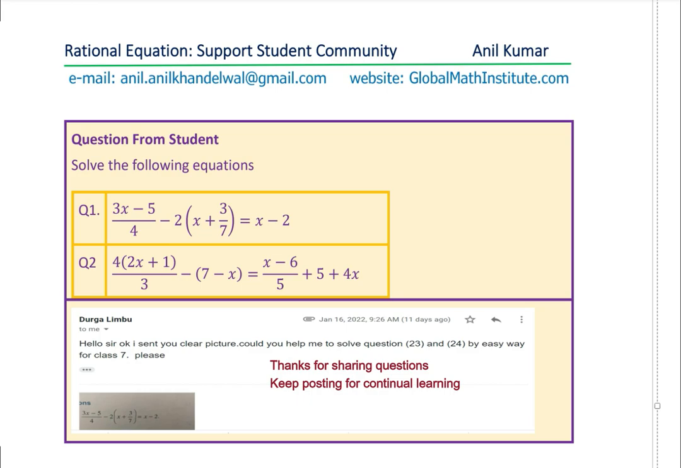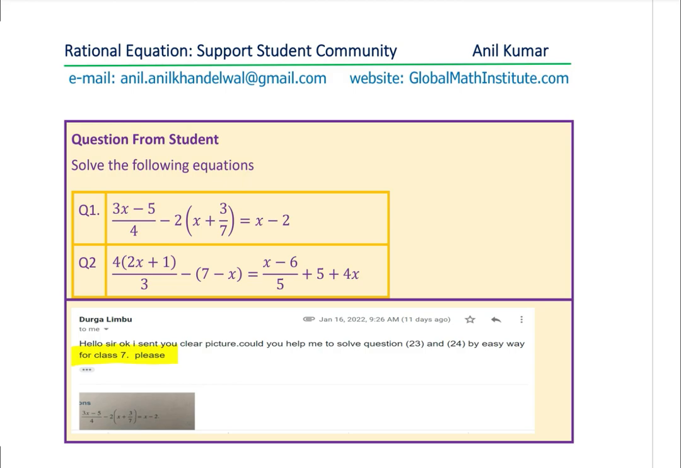Here is one from our subscriber, Durga Limbu. He needs to find the solution for the two equations given here. Remember, the student is a grade 7 student, right? So for a grade 7 student, this is indeed a difficult question. He is in class 7.